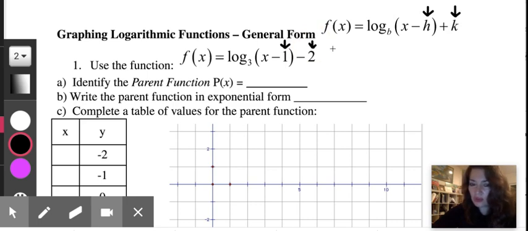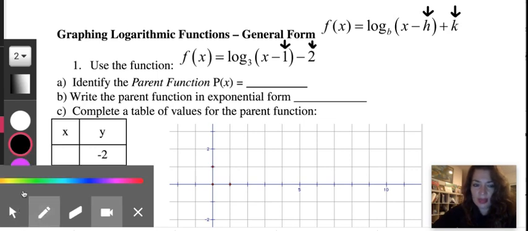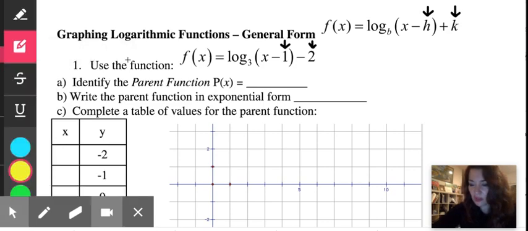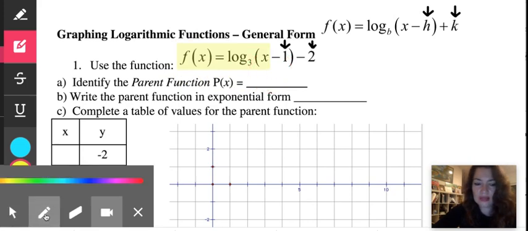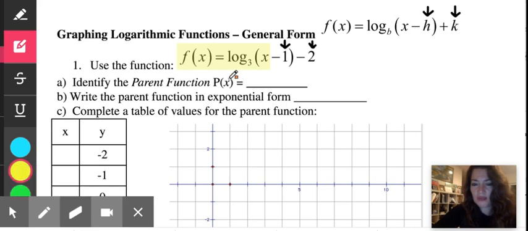So the first thing we want to do is identify the parent function. And if you remember, I mentioned the parent function is always going to be the graph without the shift. In other words, without the -1 and -2. So the parent function is just f of x is equal to log base 3 of x. So I'm going to go ahead and write that down right here. So p of x is equal to log base 3 of x. That is the parent function.